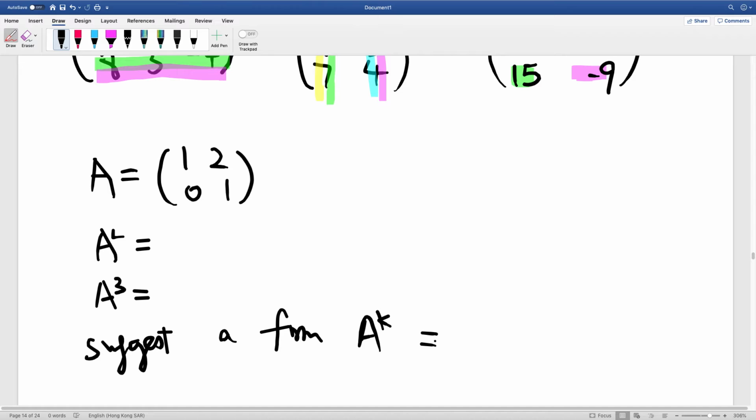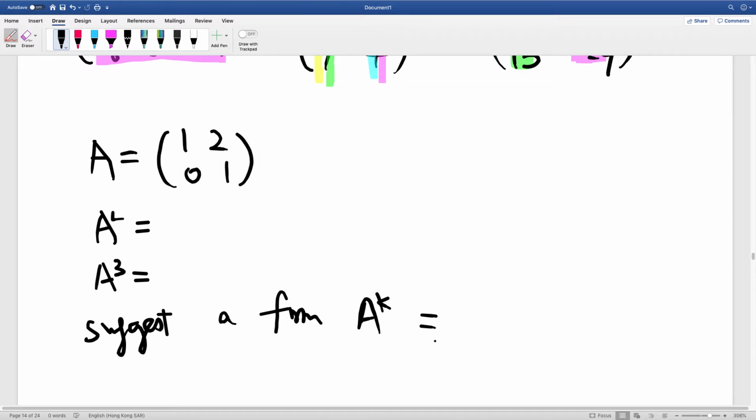You get this? So you do this times this from here, and this times this over here. This times this over here, and then the bottom one, this times that, this times that. It's 1, 4, 0, 1. You're doing it wrong. I think this one is 1, 6, 0, 1.